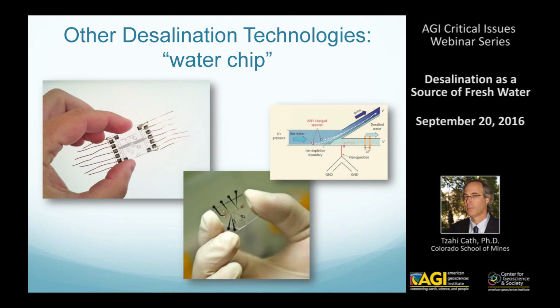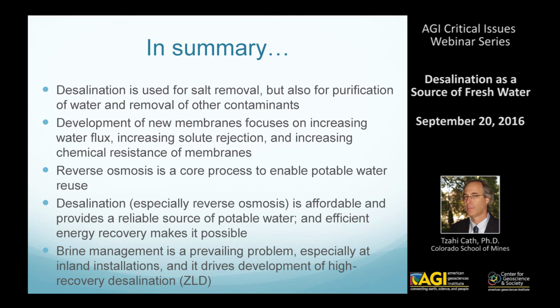And more and more you see at MIT, University of Texas, and in Europe, people looking at desalination on a chip, using an electric field to separate salts from water. And with that, in summary, desalination is used for salt removal not only for seawater and brackish water, but for other constituents and for other industries.